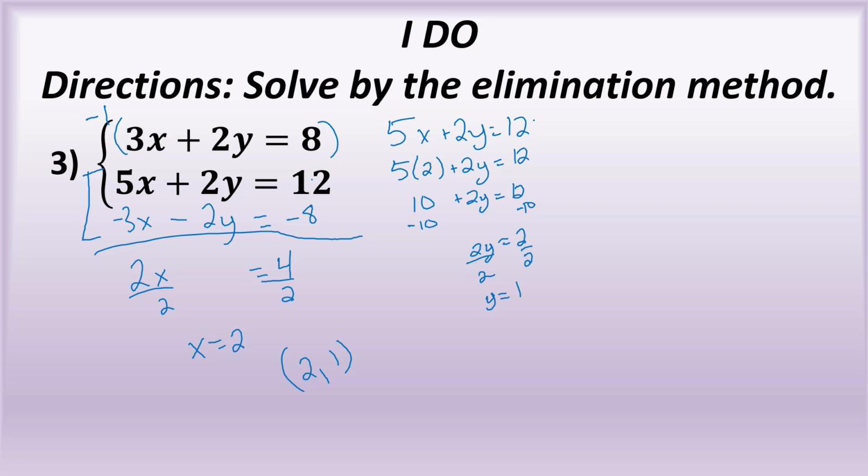Now, our solution should work in our second equation because that's the one we utilized to identify our value of y. We want to check it in our original first equation. 3 times our value of x plus 2 times our value of y should equal 8. 3 times 2 is 6. 2 times 1 is 2. Does 6 plus 2 equal 8? Yes, it does. So we are good to go.